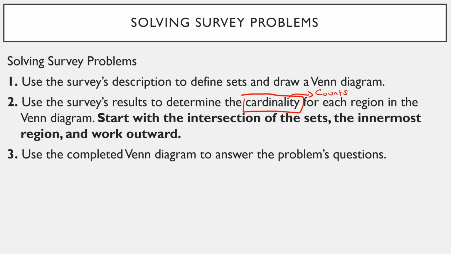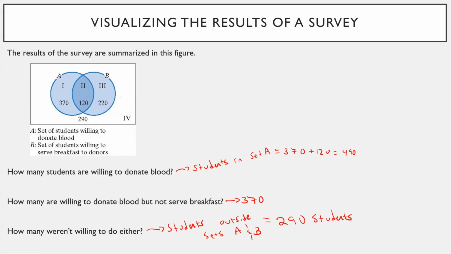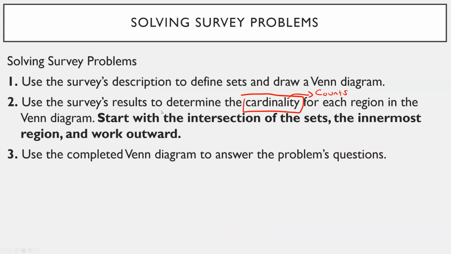This is important. When you do this, you have to start with the intersection of the sets, the innermost region, and work outward. You're going to start right here, and then work your way outward. Then use the completed Venn diagram to answer any of the problem's questions.